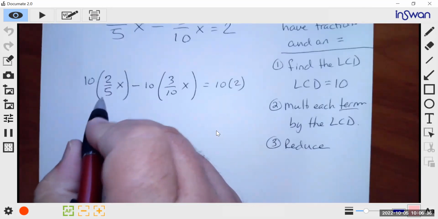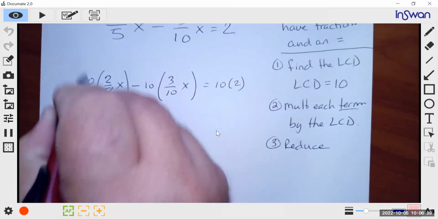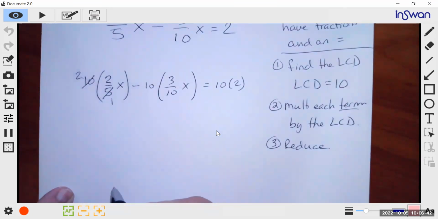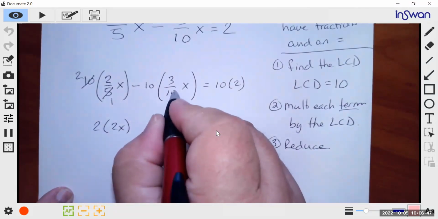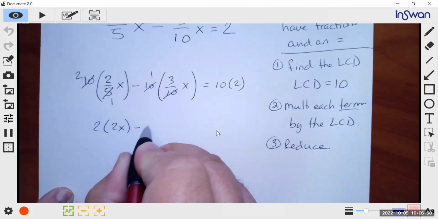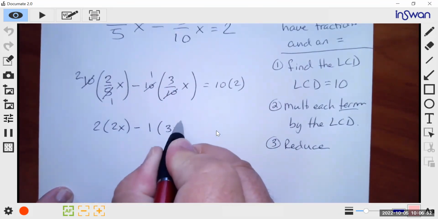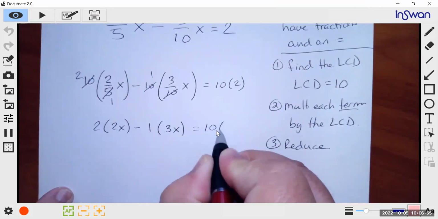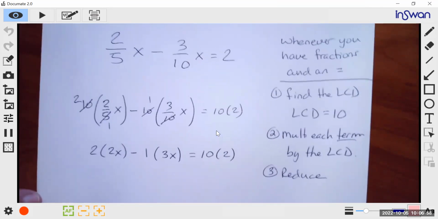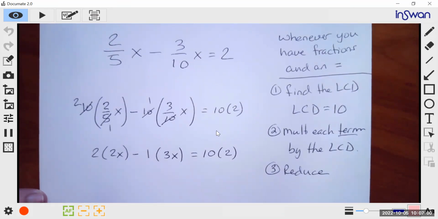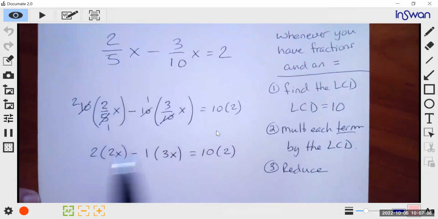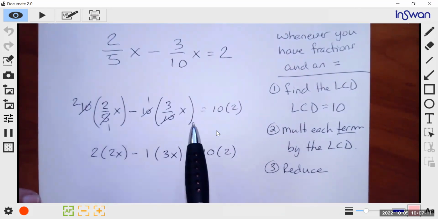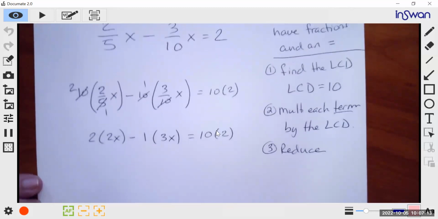So look at the first one. 5 goes into 5 once, 5 goes into 10 twice. So we have 2 times 2x. 10 goes into 10 once. So we have 1 times 3x. And we have 10 times 2. Nothing cancels there. You see how easy this equation looks now compared to this one? That's the whole purpose of this. Once you find the LCD, it means all the fractions will be gone.